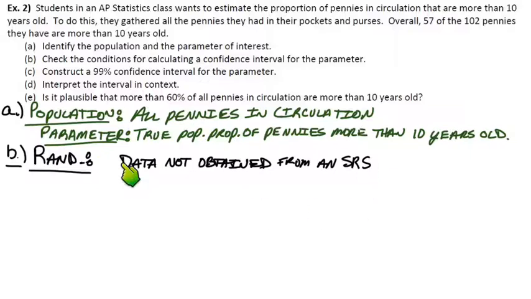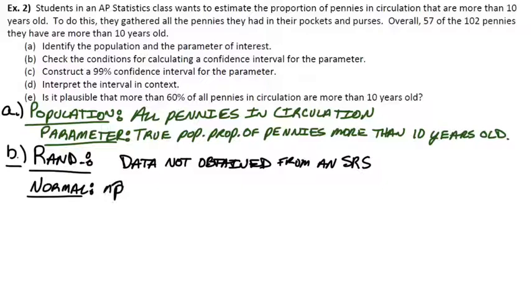So I want to hold on to that for a second. I mean, they just dumped out all the pennies that they had and they looked at those. So that's not a random selection from the population. So this condition's actually no good. I want to come back to that in a second.